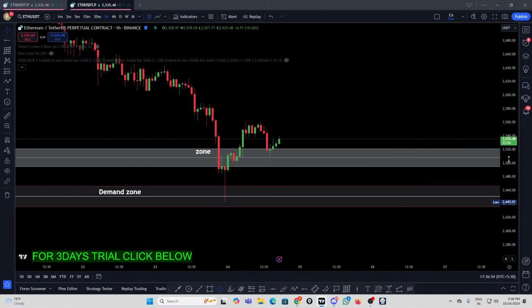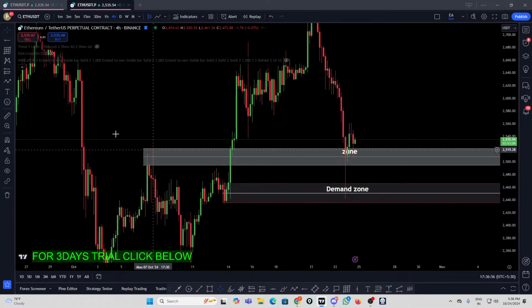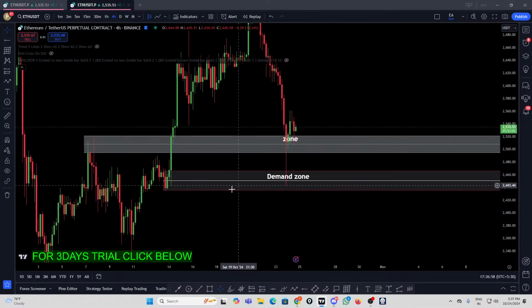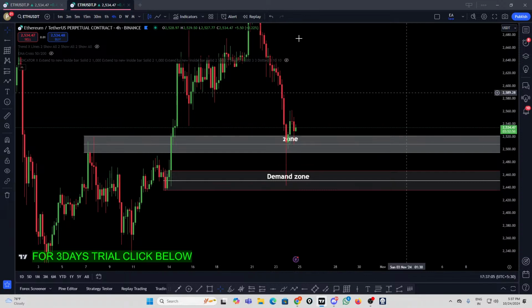All right, these two we have, and you just remember, whenever I mark any zone, from now I'll be marking it as a demand zone. Okay, this is a demand zone and we call it a hidden zone. All right, so yeah, we'll move on.